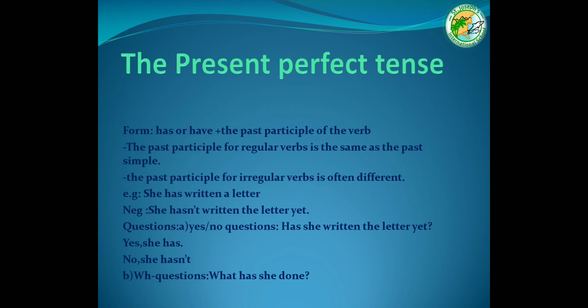WH questions. We form WH questions, or question words, by starting with the question word: what, where, when, how long, how often, and so on. Then we add have or has plus the subject, then the past participle of the verb, then the question mark. What has she done? Where have you been? How long have you stayed? All these are WH questions.